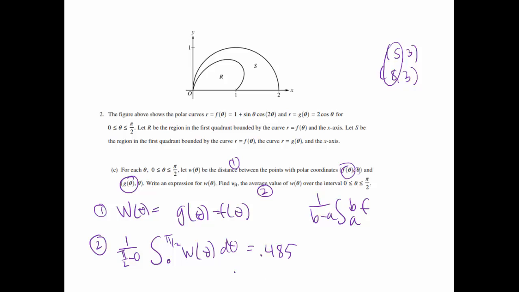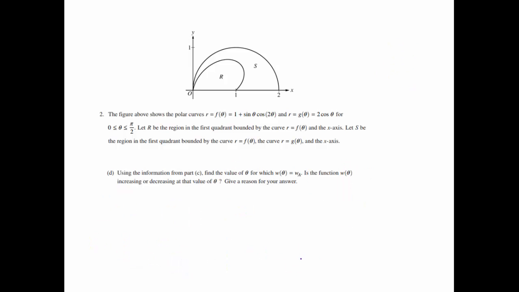All right, so this whole problem was worth 3 points. If you got the expression written down correctly, you are going to get 1. If you properly have an integral right here, so you took the integral from 0 to pi over 2 of w, you got a point, and then if you found the right answer of 0.485, you got your 3rd point on that one.